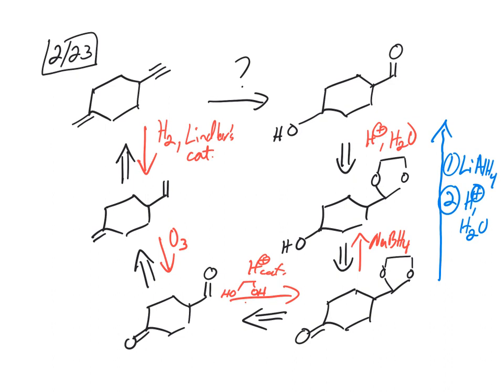All right, so the key here was recognizing an aldehyde and a ketone, and that means you knew you needed to use some sort of protecting group, that acetal protecting group, the mask, to control which reacts first and which reacts when.